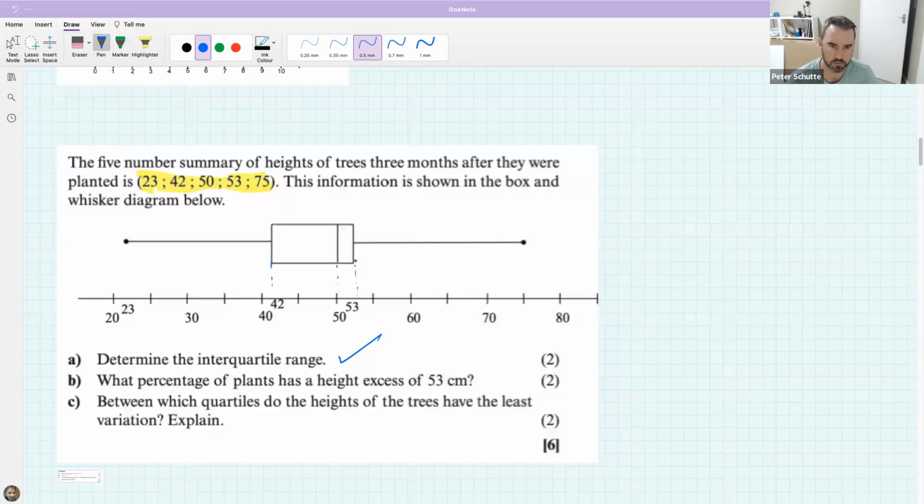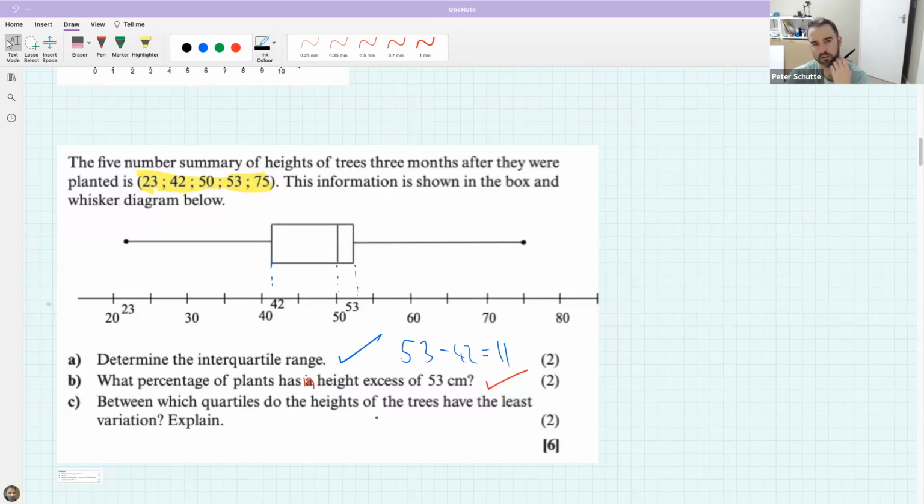Okay, so it looks to me like 53 minus 42, which is 11. So that's good. What percentage of plants have a height in excess? This is meant to be in, not a. So what percentage of plants have a height in excess of 53 centimeters? So what percentage of plants have a height above 53 centimeters?